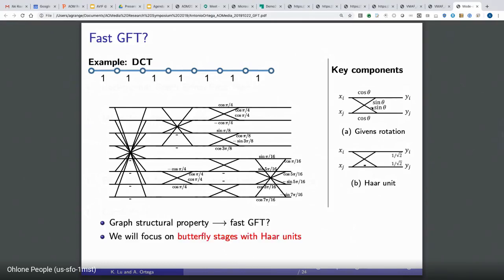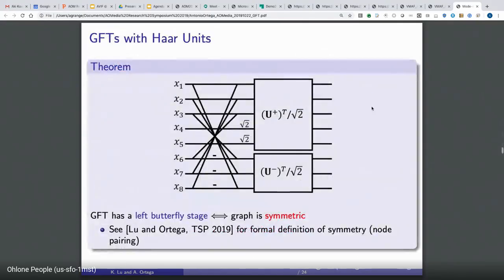Okay, now from a graph perspective, it turns out that to be able to create a butterfly unit like this one, with weights plus-minus 1, all you need to have is symmetries in the graph. Okay, and so there's a direct correspondence between having a graph that has symmetries and being able to do this first stage. Now, why is this useful?